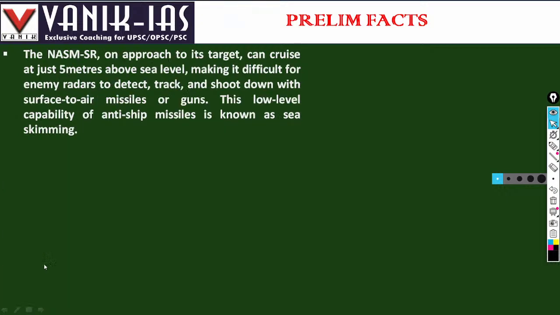The NASMSR on approach to its target can cruise at just 5 meters above sea level, making it difficult for enemy radars to detect, track, and shoot down with surface to air missiles or guns. This low level capability of anti-ship missiles is known as sea skimming. That means it will just skim above the sea level at 5 meters, which will be beyond the detection capacity of the enemy radar, and it will not be able to destroy it by the.